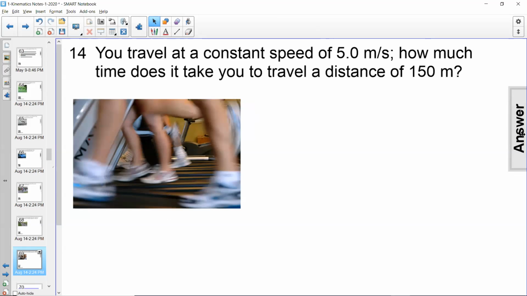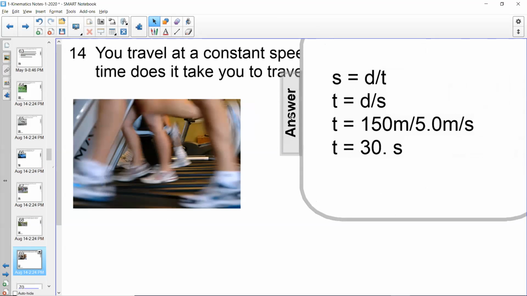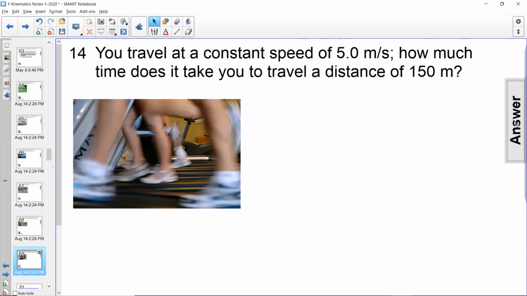Very good. Same scenario. Distance over speed, 150 divided by 5 gives us 30 seconds. Any questions? Those are just similar to what you're doing in some of the positive physics questions, this sort of mental math, making sure you're processing it quickly and correctly. Anything from you guys you want to ask about?